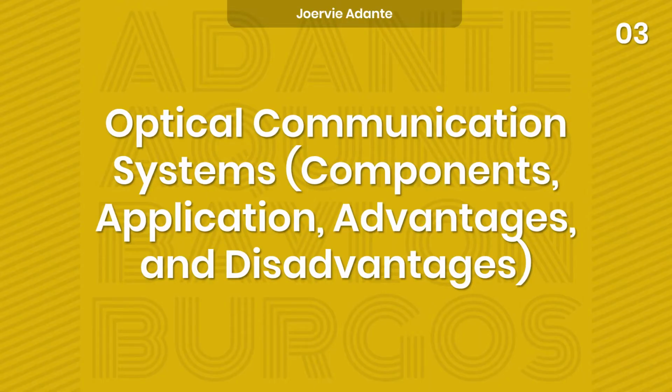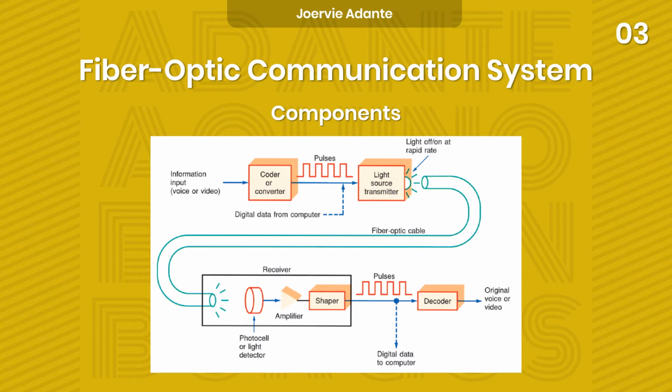Optical communication systems: components, applications, advantages, and disadvantages. These are the fiber optic components of a communication system. In the system, the first step uses an A/D converter to convert the analog signal to digital pulses. In some systems, there are voltage-to-current converters before and after the D/A or A/D converter respectively. The voltage-to-current converter serves as an electrical interface between the input circuitry and the light source.